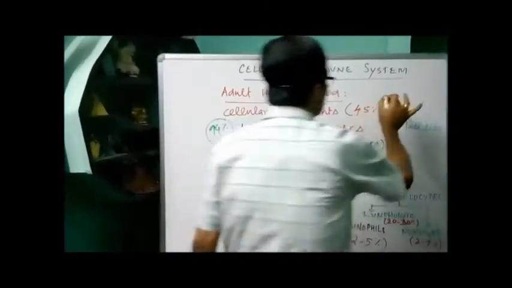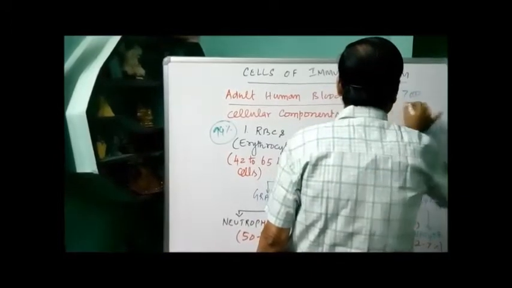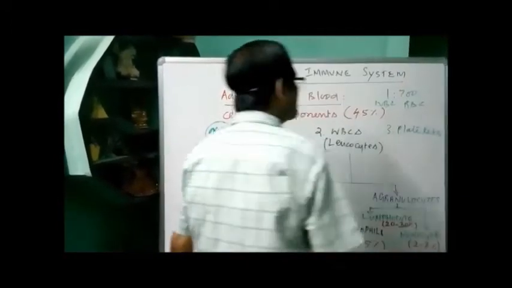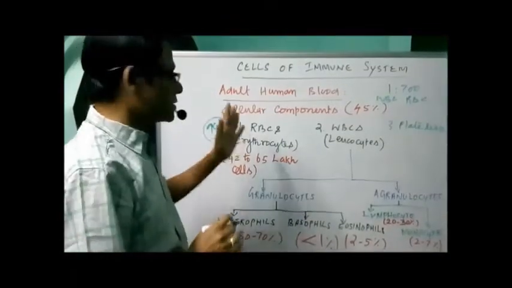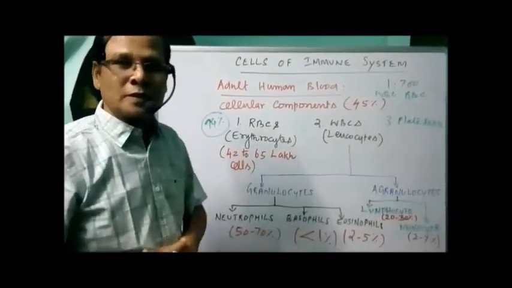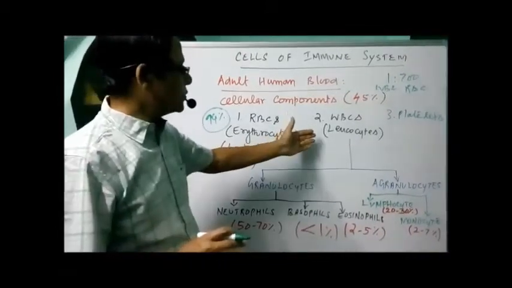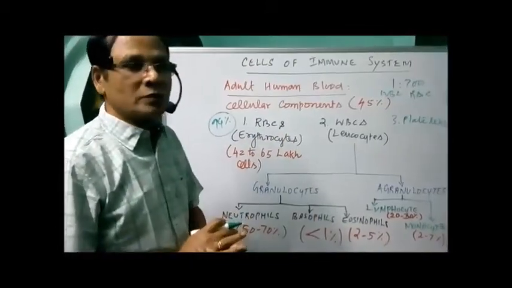If we take the ratio, it is 1:700, RBC to WBC. So a huge number of RBCs are formed, but they are not taking part in the immune functions, the immune response. Now we have to go for the second type, the WBCs, the leukocytes.